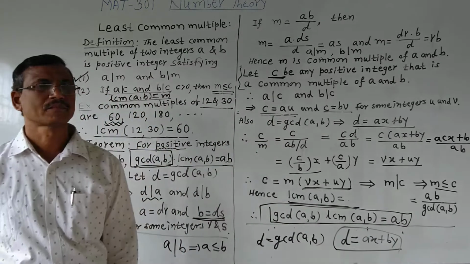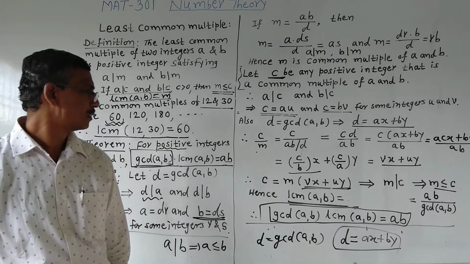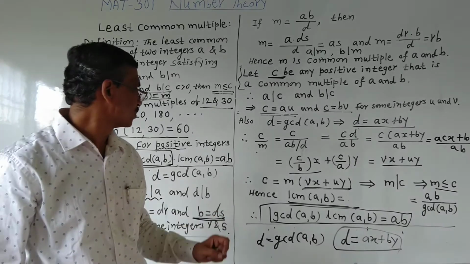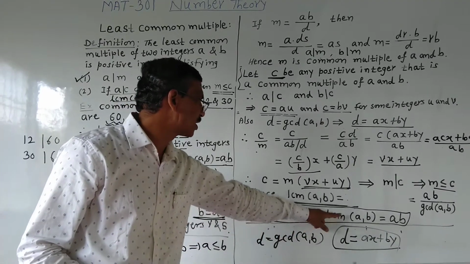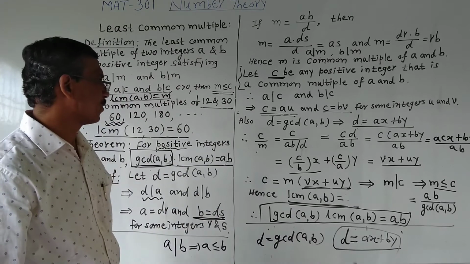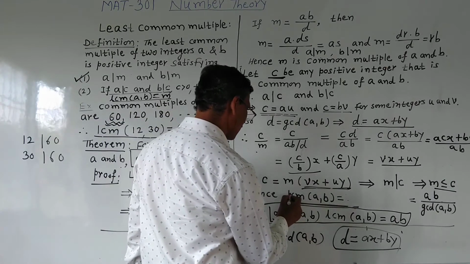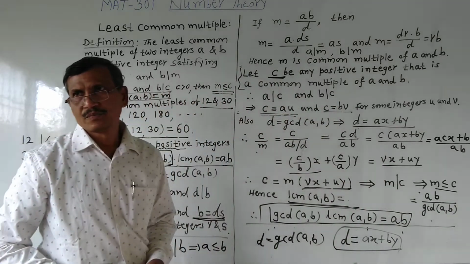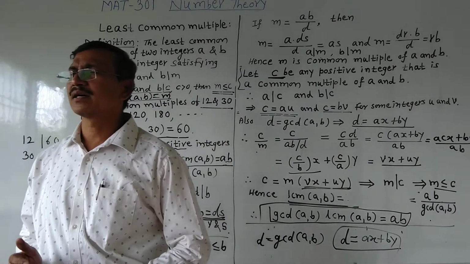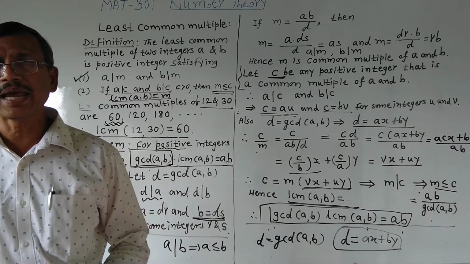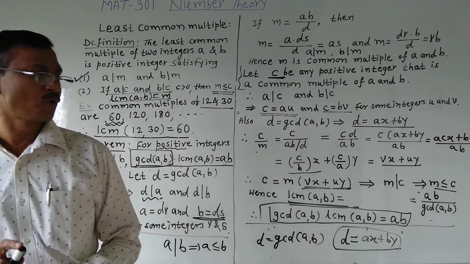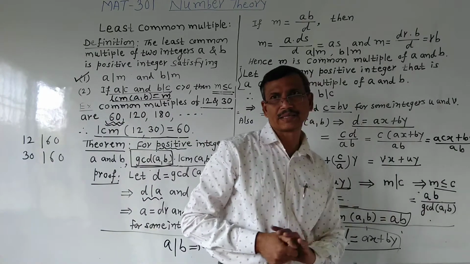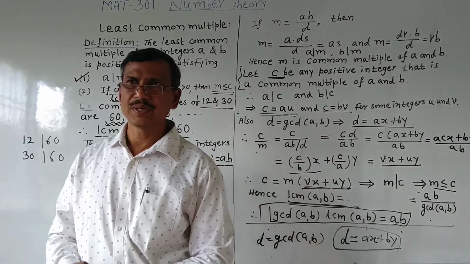Now this is the proof. But here you can observe that GCD of a, b into LCM of a, b is equal to ab. That means you shall consider LCM of a, b is equal to ab upon GCD of a, b. Whenever we have to find the least common multiple of a and b, we require to find the greatest common divisor of a and b.